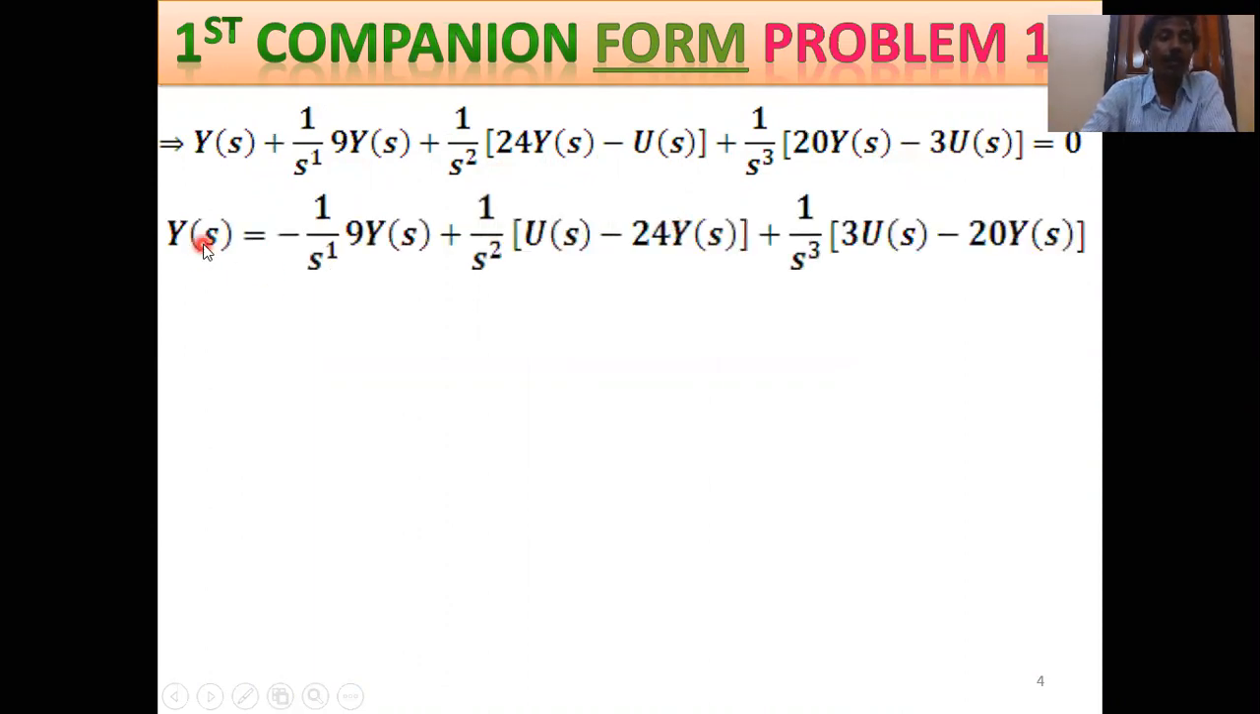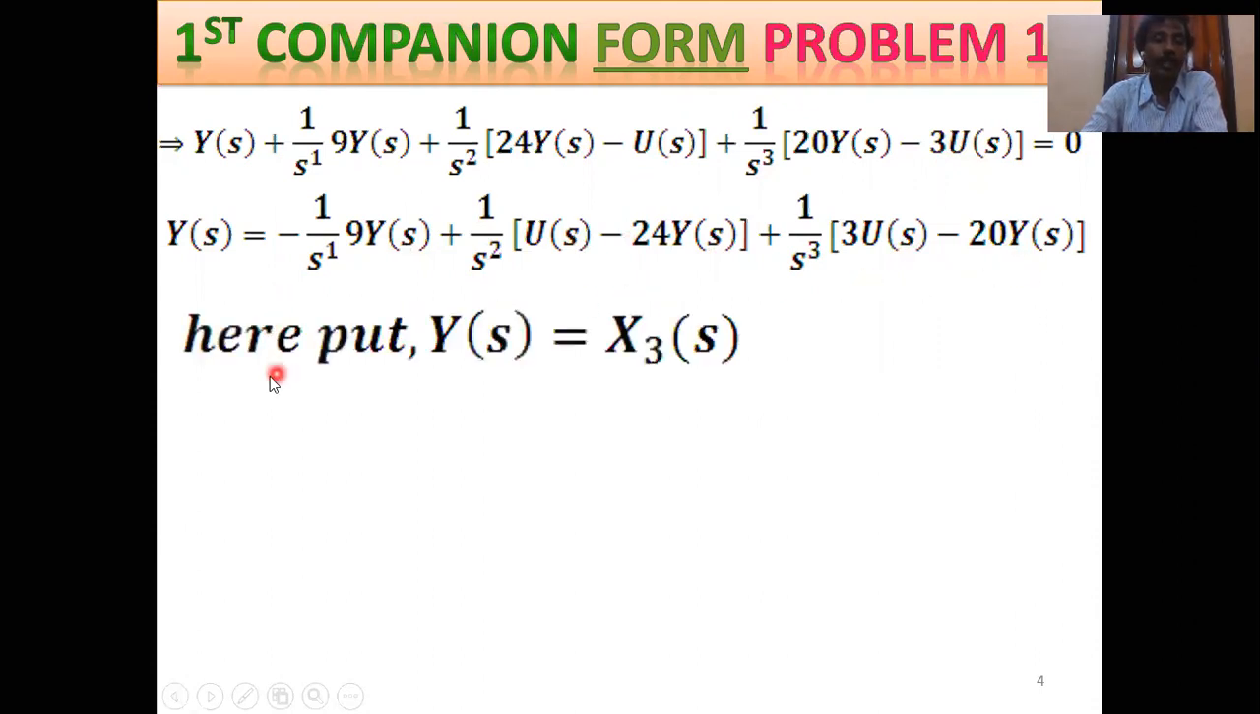And again, Y(s) equals what? Just Y(s) on the left-hand side and other terms on the right-hand side. Then we get minus 1 by s into 9 Y(s) plus 1 by s into 1 by s square U(s) minus 24 Y(s) plus 1 by s cube into 3 U(s) minus 20 Y(s). Here put Y(s) equals X3(s), the total term equals X3(s).